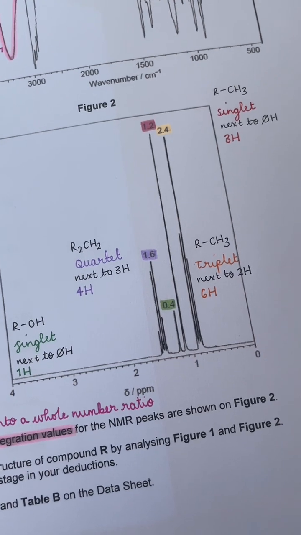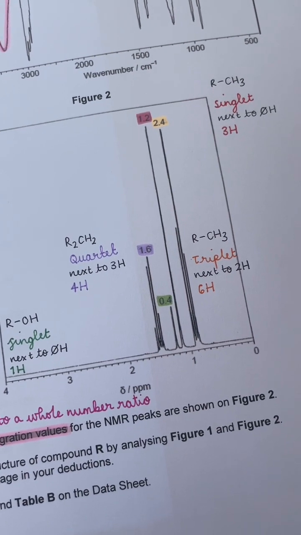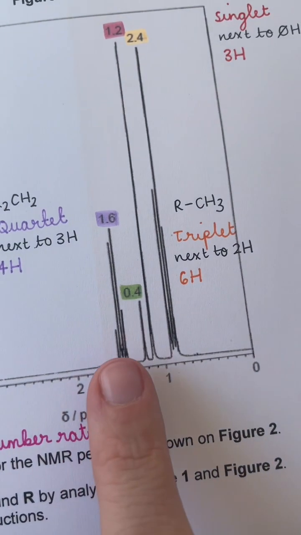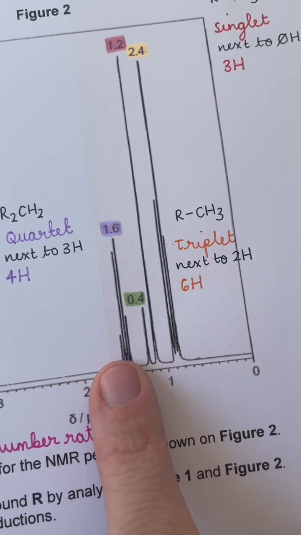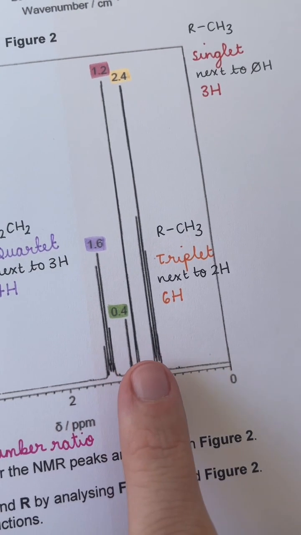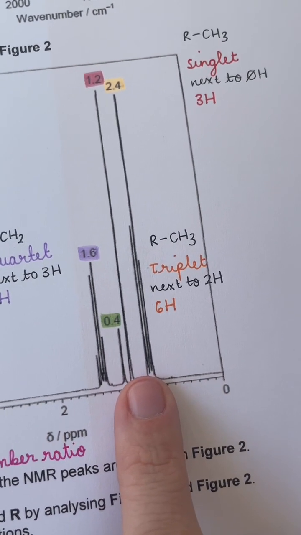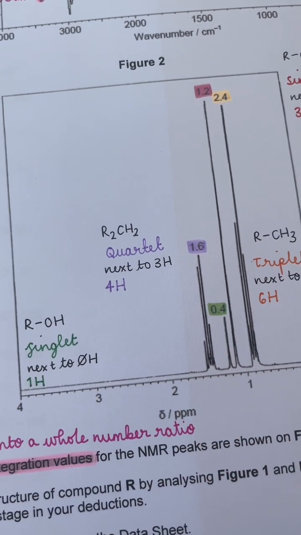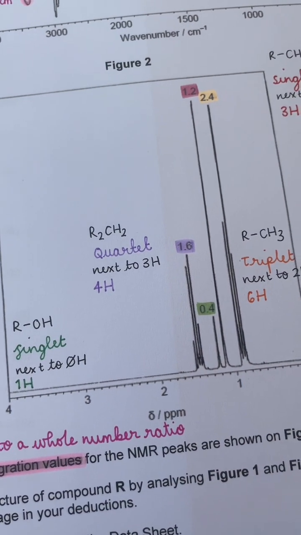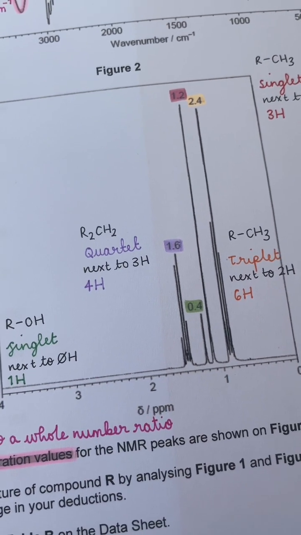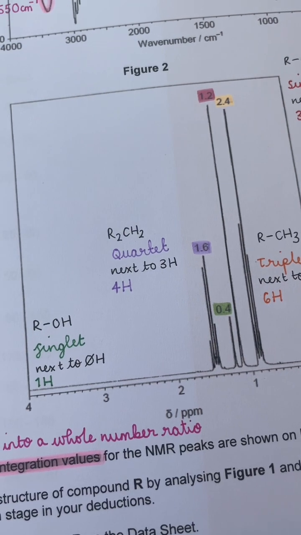What I've also then written here, and what I did next, was I worked out the splitting pattern. So this here is a quartet because it's split into 4 peaks. Then we have a singlet, then we have another singlet, and then this one here has been split into a triplet. So I've written that down, and then what I personally always like to do is work out how many adjacent / neighbouring hydrogens there have to be in order to create that splitting pattern.